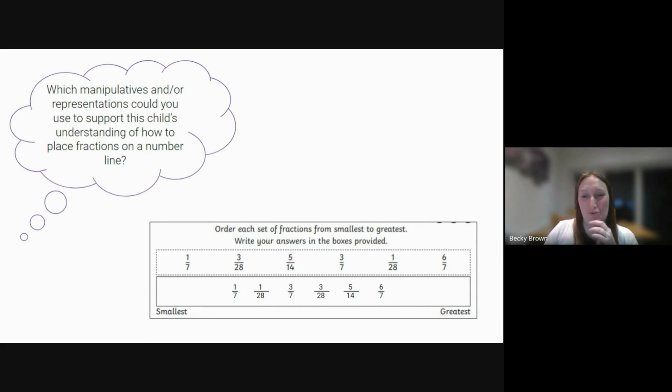Yeah, so there's that fraction wall again, which is a bar model. A fraction wall is a bar model. So that's a perfect example of what I was saying before. And yeah, when you're converting them, I suppose that's another question itself.